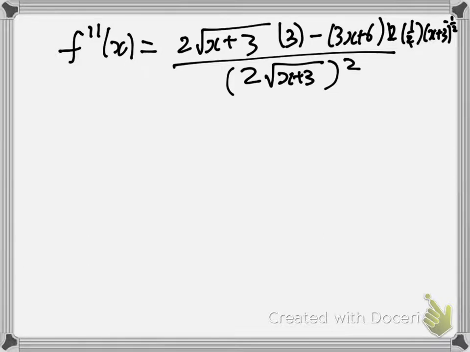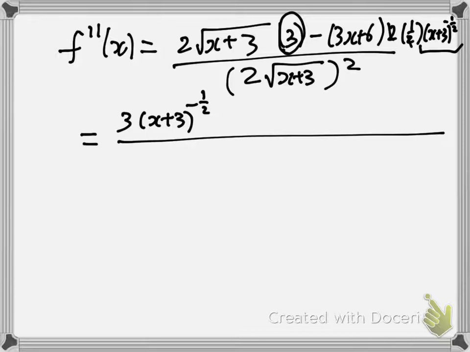The common factor, we can say 3 is a common factor, which in fact it is. And the lower power of x plus 3 will be another common factor. So if I do that, 3 is taken out. And x plus 3 to the negative half is also taken out. The denominator looks like 4 times of that, because you have to distribute your square. And if you do that, what's left in the first group is clearly 2 times x plus 3.